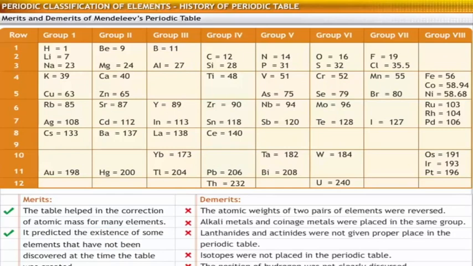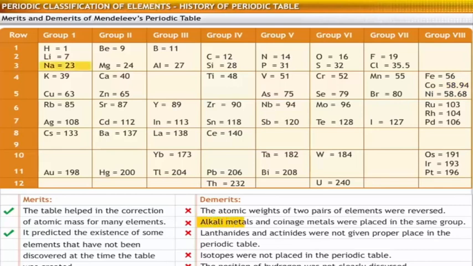The table had some inaccuracies. For example, the table reversed the atomic weights of 2 pairs of elements. A. Iodine, with atomic weight 127, came after tellurium, with atomic weight 128. B. Nickel, with atomic weight 58.68, came after cobalt, whose atomic weight is 58.94.